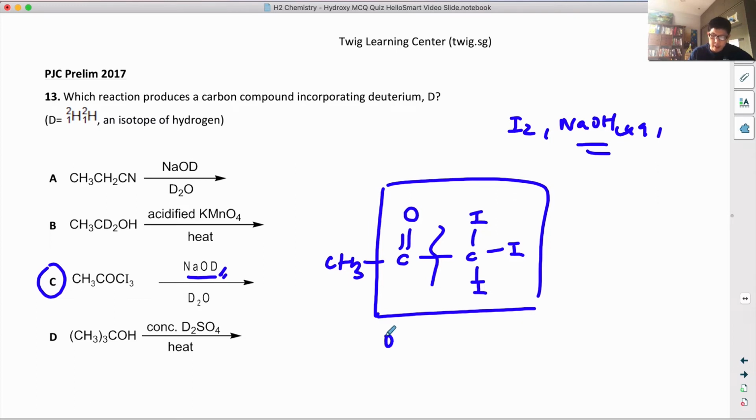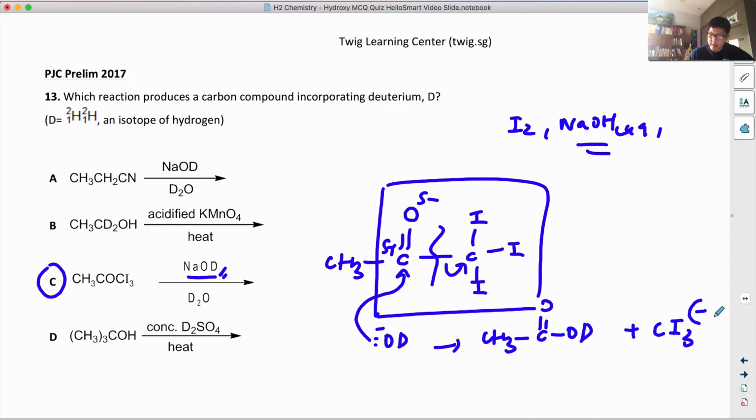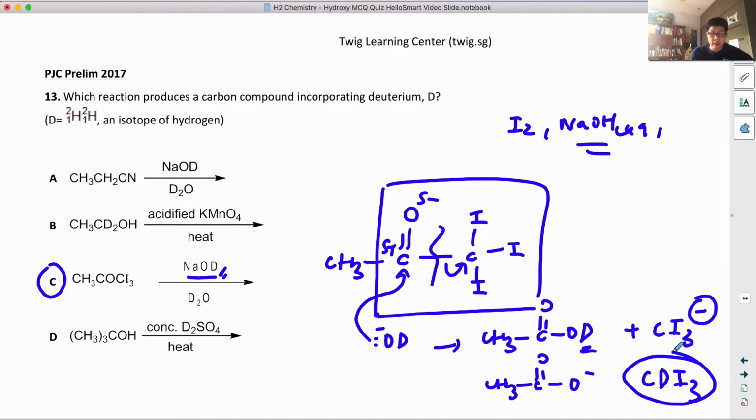Maybe I'll show you a bit of the mechanism. OD minus, delta minus, delta plus. This one will attack this carbon, and electrons will go to this carbon. So you end up getting CH3, C double bond O, OD plus CI3 minus. CI3 minus can still accept an H plus from here, but no, it's not H plus, it's D plus. So the final product will be CH3, C double bond O, O minus, and this has become CDI3, just like your CHI3, but in this case it's CDI3. So the answer is C because of this part. Which reaction produces a carbon containing deuterium? C, because this is your product. Okay, let's move on.